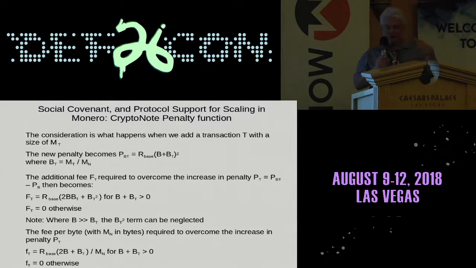So the ham, or the legitimate transaction, falls in price because the transaction size stays constant. So there are more transactions sharing the same amount of penalty.